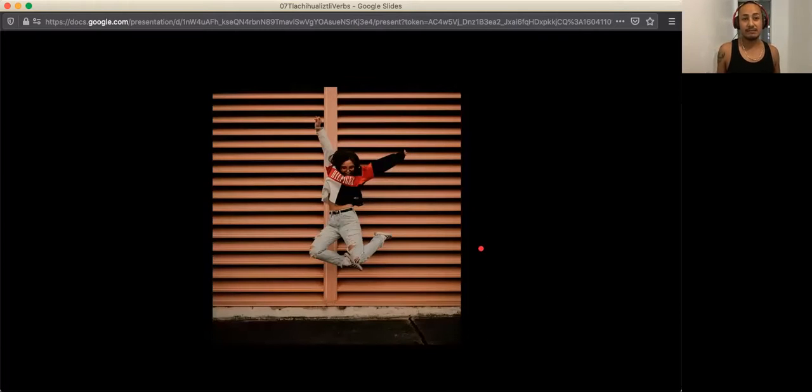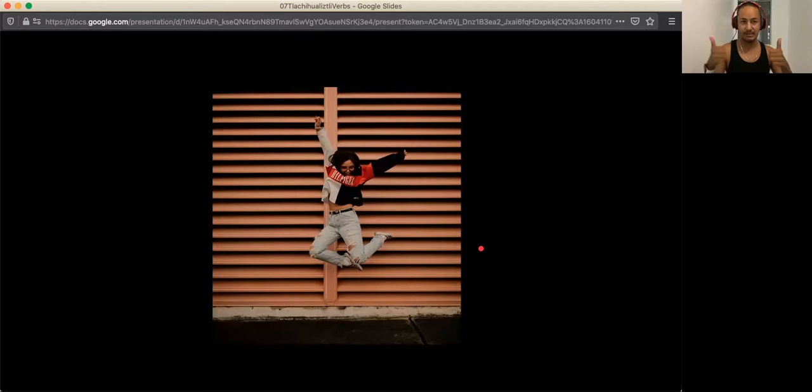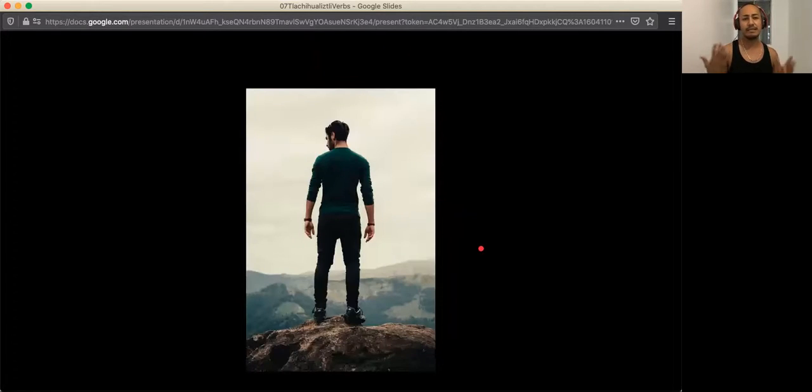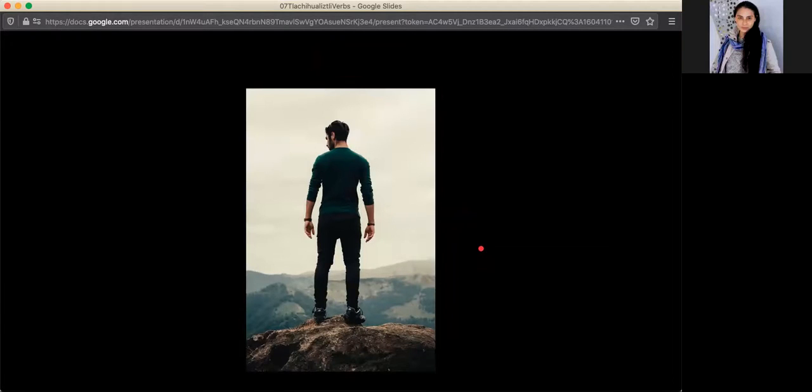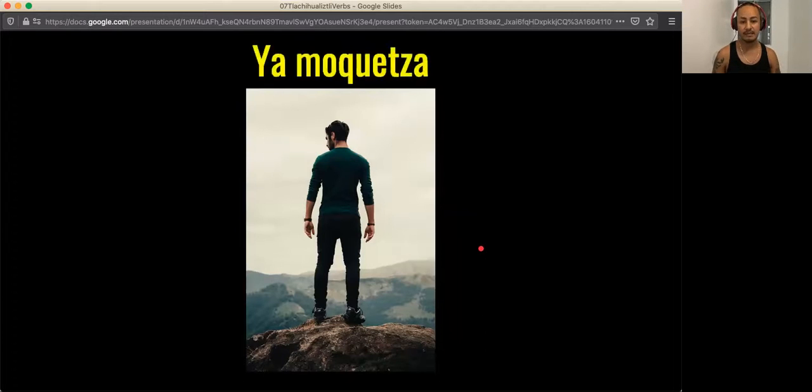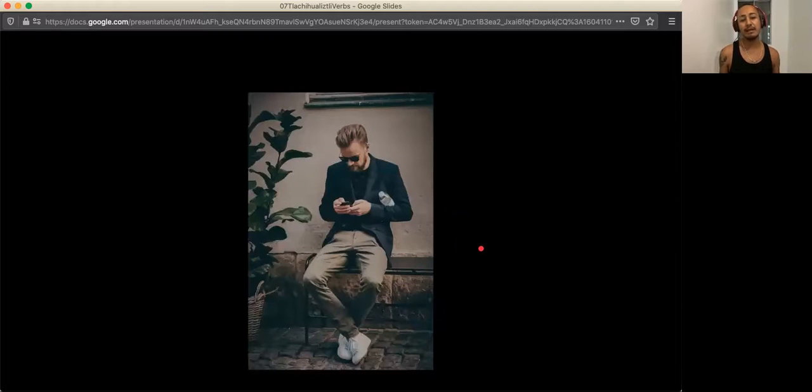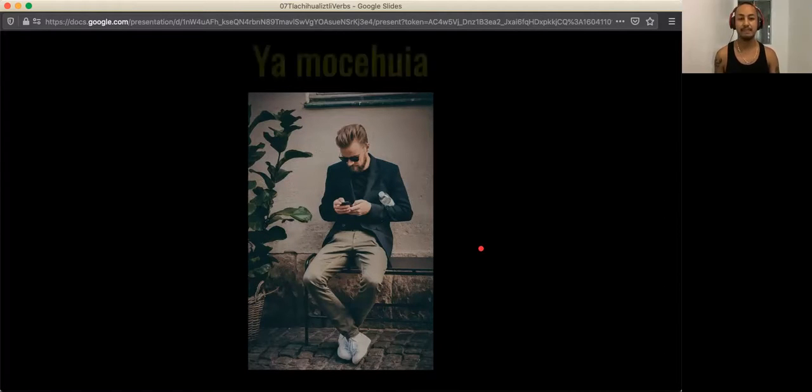Tlenkichiwa ininsihuatl. Ininsihuatl huitoni. Wali. Ya huitoni. Wali. Tlenkichiwa inintlacatl. Inintlacatl moquetza. Wali. Ya moquetza. Tlenkichiwa inintlacatl. Inintlacatl mosewia. Wali.